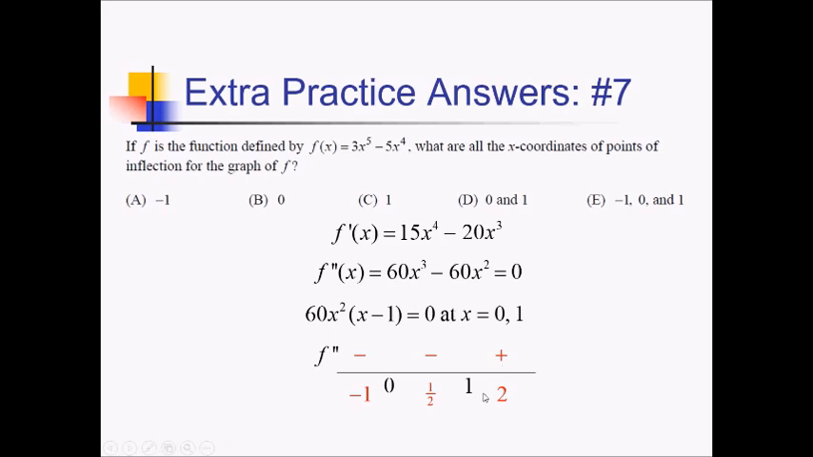So I see here that although I have two critical values, f double prime is only changing sign at x equals 1. Therefore, x equals 1 is the x value of a point of inflection for f, which is going to give us choice C.